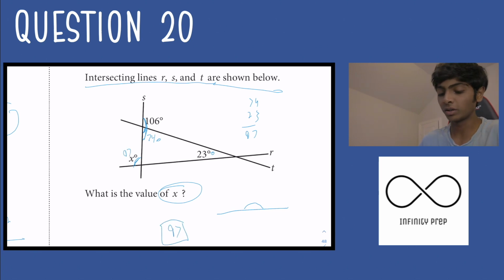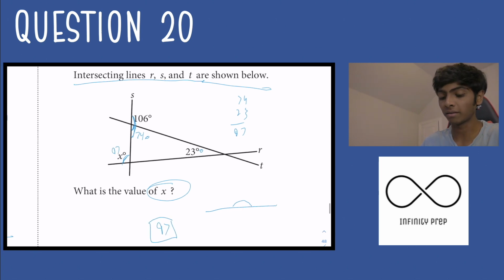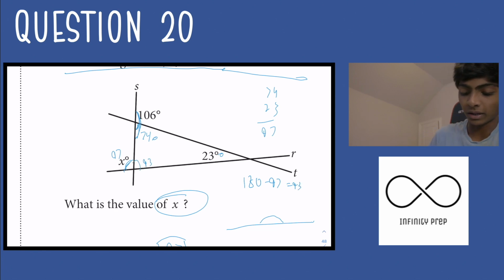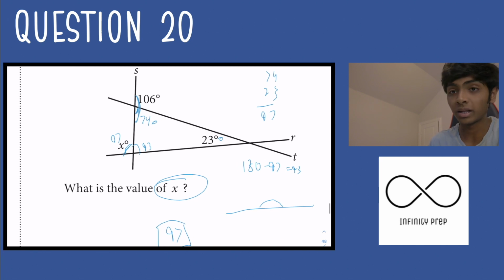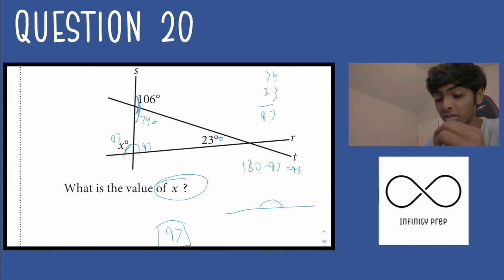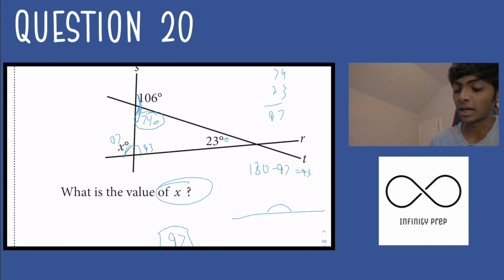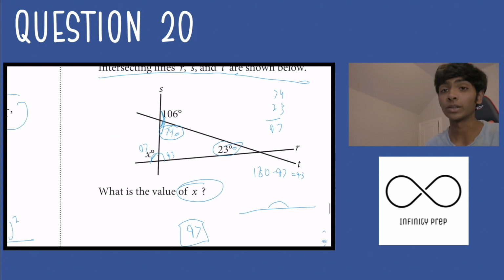Now, how we know this is because 74 plus 23 is 97. So to find the last angle of the triangle, we would do 180 minus 97, which is 83, right? But since a line forms 180 degrees, we would just do 180 minus 83 again, which gives us 97. So as a rule, two angles over here add up to the third angle's supplementary angle. And that's how we know the answer is 97.